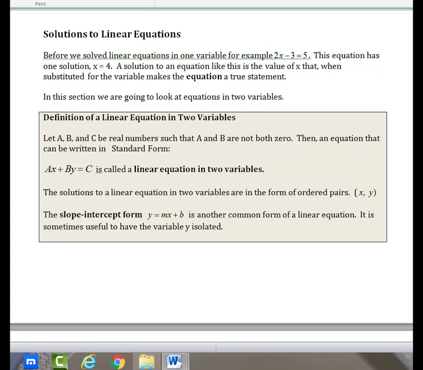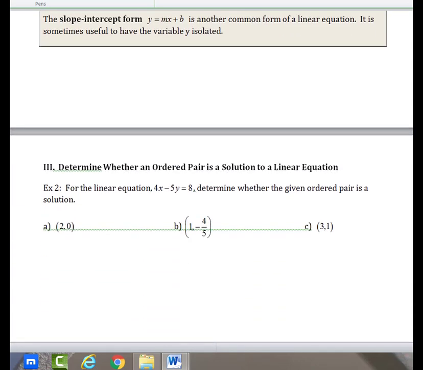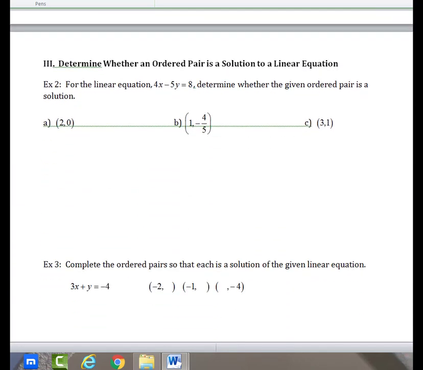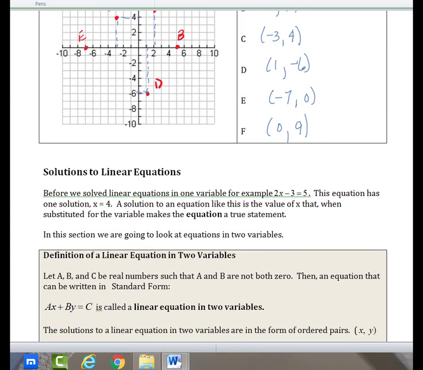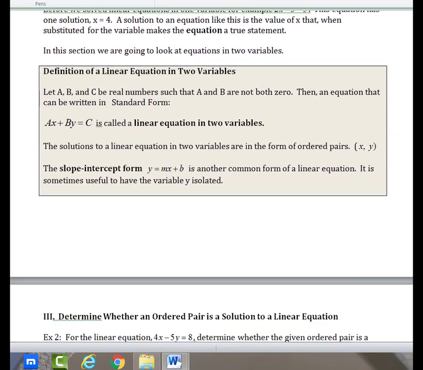But before we do that, we're going to look at some solutions to linear equations in two variables. Just in general, when you have an x and a y, you've got a linear equation in two variables. The solutions are going to be in the form of an ordered pair. You're going to have an x value and a y value, where before, when you only had one unknown, you only had one value as your answer. You just had an x value.